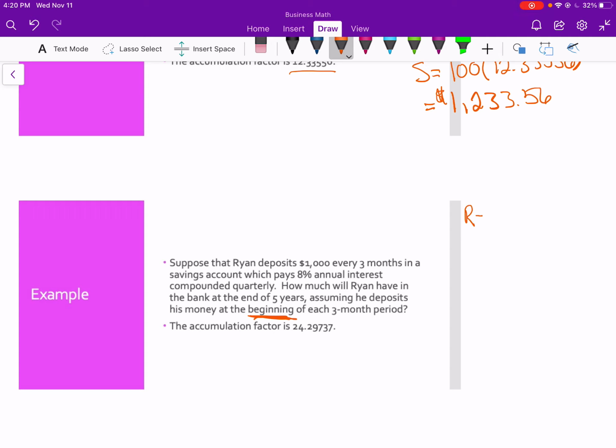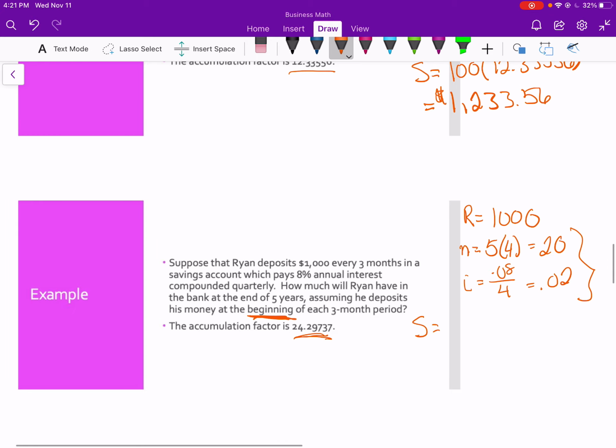So let's find all of our values. Our quarterly payment is 1,000. Our N is 5 years times 4 times per year, which gives us 20. Our I is 0.08 divided by 4, which gives us 0.02. We can use these two numbers to get to our table of an accumulation factor.